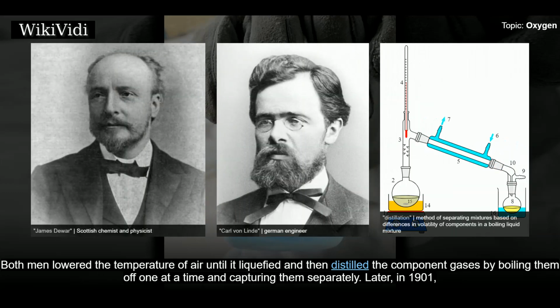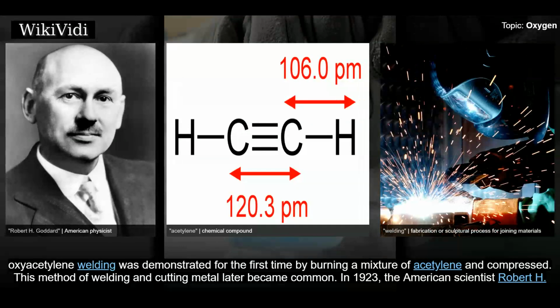Both men lowered the temperature of air until it liquefied and then distilled the component gases by boiling them off one at a time and capturing them separately. Later, in 1901, oxyacetylene welding was demonstrated for the first time by burning a mixture of acetylene and compressed oxygen. This method of welding and cutting metal later became common.